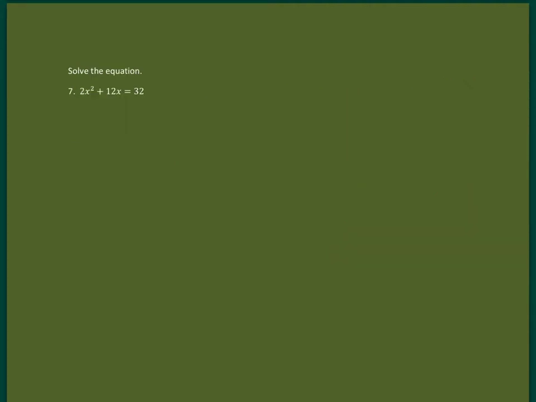Now, this time it's an equation. It says equals 32. Hopefully remember, we solved them when they were already factored before. So let's back up a page real quick. Alright, so we're back. So we need to get this equal to 0. So how do we do that? Well, subtract 32, subtract 32. So you get 2x squared plus 12x minus 32 equals 0.